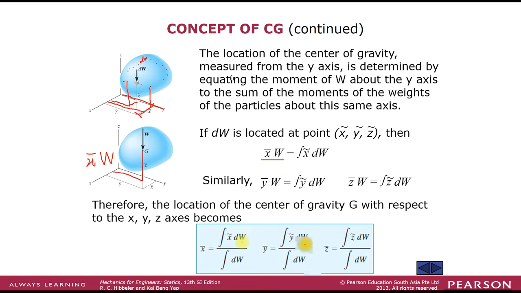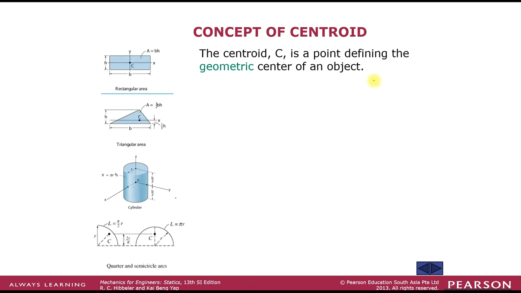So the concept of centroid is a point defining the geometric center of an object. Every object has its own geometric center. And please don't simply assume that centroid is equal to center of mass and equal to center of gravity.